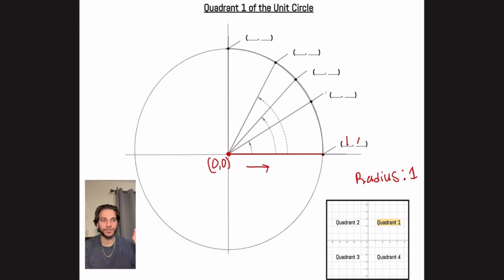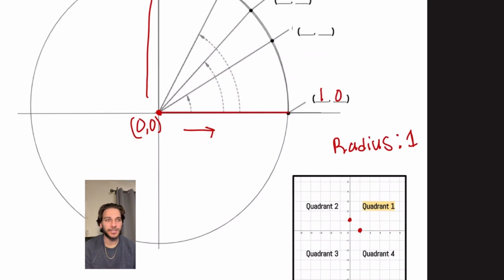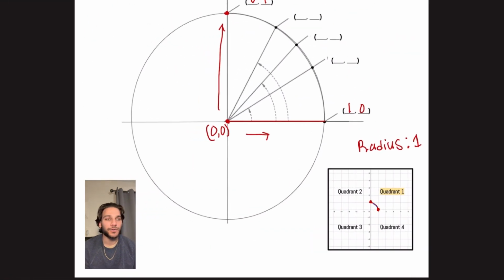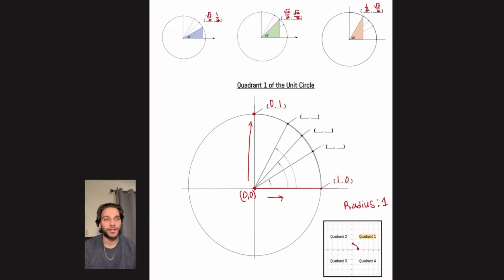So if I move over 1 unit, that means I'm putting a dot here at 1, 0. If I look at my mini graph on the right, that's where that dot is. And now if I go up from 0, 0 just 1 unit, that would be at 0, 1. So I'm going to put a dot on my mini graph right here too. If we zoom in, those are the 2 points that we graphed. So the quadrant 1 that we've done so far is just this little section with those 3 dots. Now we're going to go ahead and write our values.